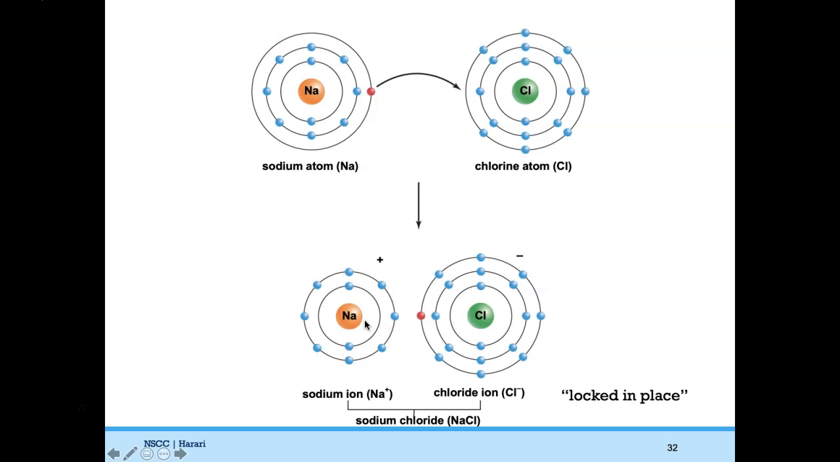So these two ions stick together so tightly because this is a positively charged sodium ion, and this is a negatively charged chloride ion. We say chloride instead of chlorine when it's a negative ion. So a chloride ion is Cl minus. And together, this is a sodium chloride molecule. This is salt.